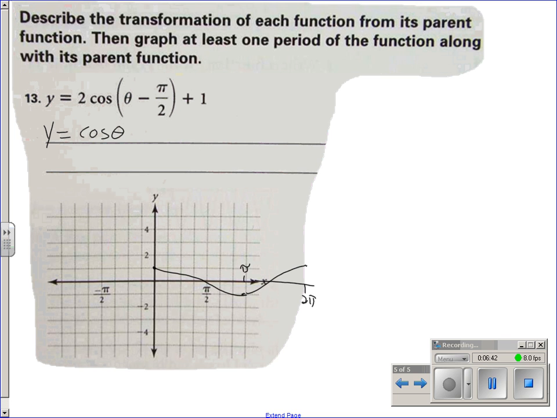So now, what we have in our function, because of this 2, that has an amplitude of 2. Because of this pi over 2, we are subtracting from theta. That is a phase shift of pi over 2 to the right. And because of this plus 1, that is a vertical shift up 1. Okay? There is no period change. There is no value of b that we're multiplying the theta by.